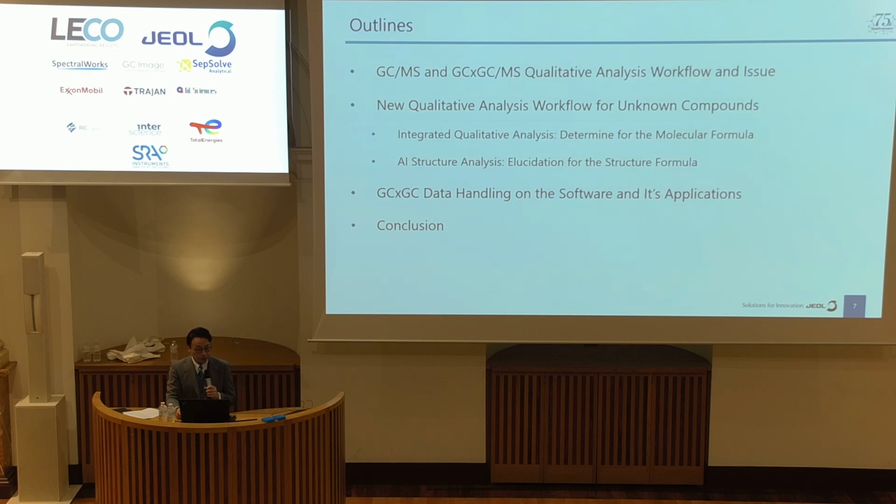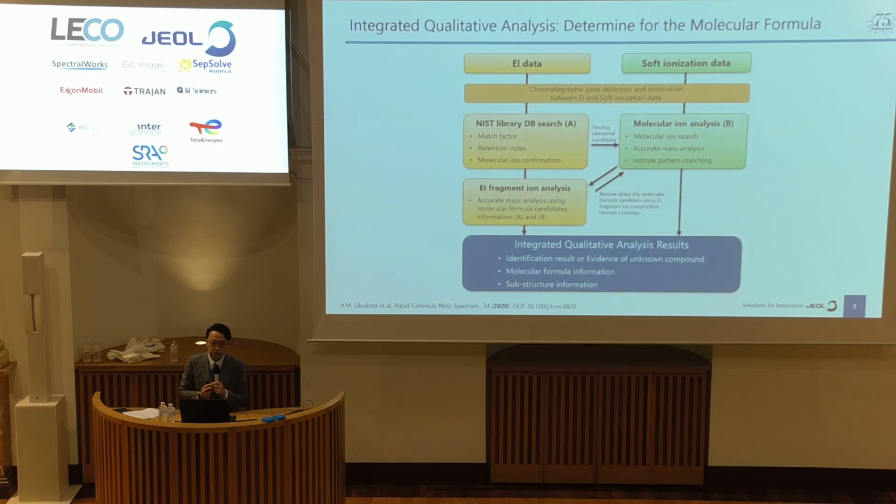Okay, from here, I would like to explain the new qualitative analysis workflow for unknown compounds. We have two parts for unknown compounds. The first part is the integrated qualitative analysis. This is the integrated qualitative analysis workflow for unknown compounds and known compounds. We have to set two data: one is the GC-EI data, and the other is the soft ionization data. And the software can analyze automatically.